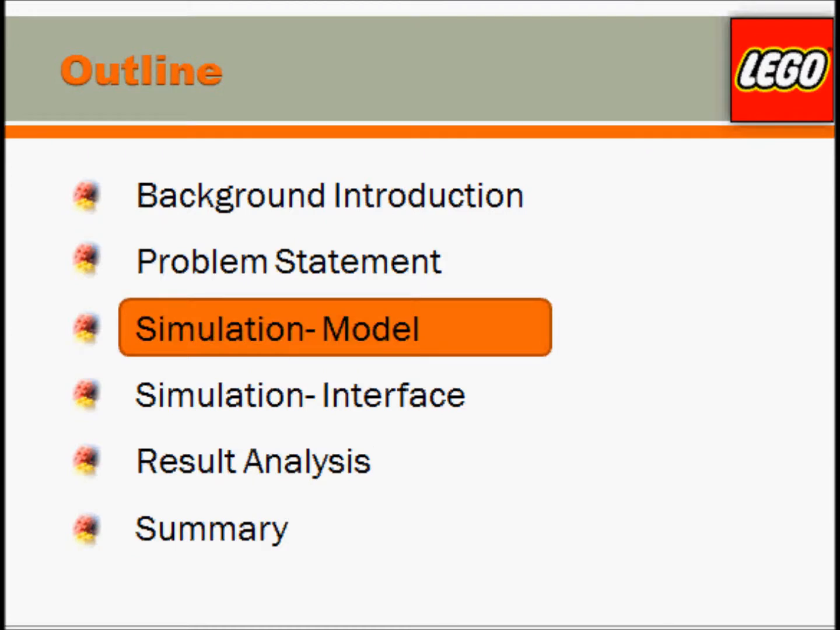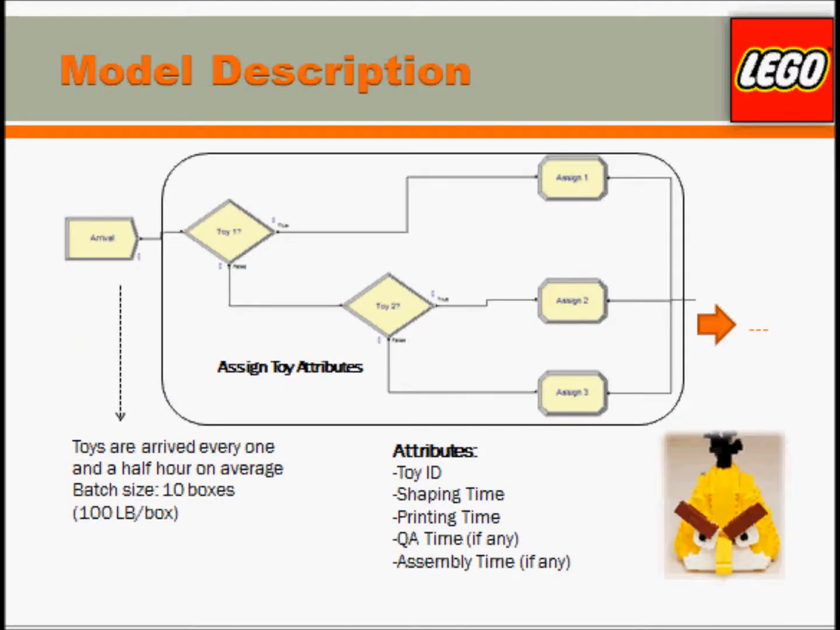Now, let's move on to the real simulation and model part. The model is built up in Arena. Toys arrive every 1.5 hours on average, with a batch size of 10 boxes. Each box weighs 100 pounds. When different types of products come in, each is assigned a toy ID, shaping time, printing time, QA time if there's any, and assembly time if there's any.